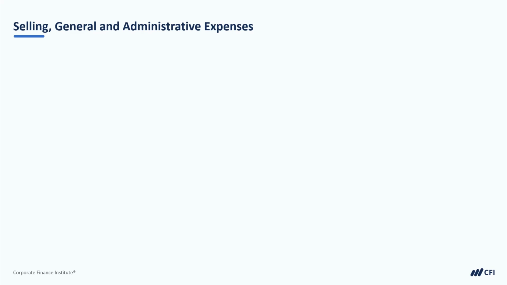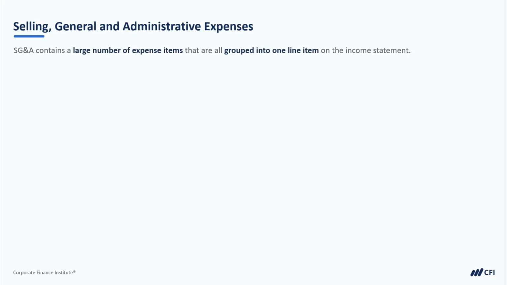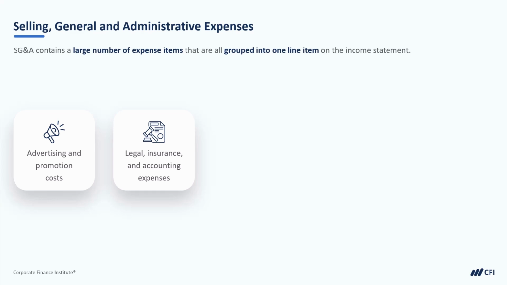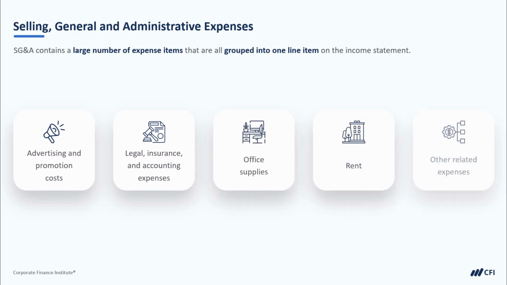Another important line item commonly found on the income statement is a line entitled Selling, General, and Admin Expenses, or SG&A for short. Now, SG&A typically contains a large number of diverse expenses that are all grouped into one line item on the face of the income statement. Examples of things that might fall into SG&A include advertising and promotions. It could be professional fees, such as legal fees, insurance, and accounting. It could be office supplies, rent, and other related expenses. As you can see, all of these expenses are related to selling, admin, or other activities that aren't directly attributable to the good or service being sold.